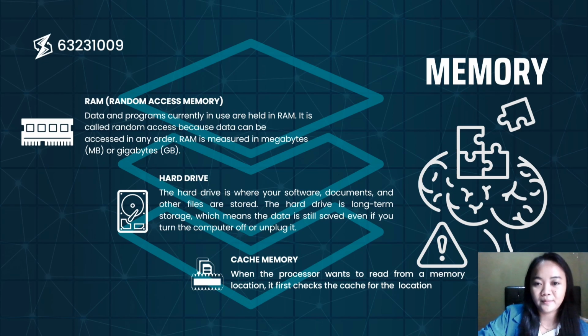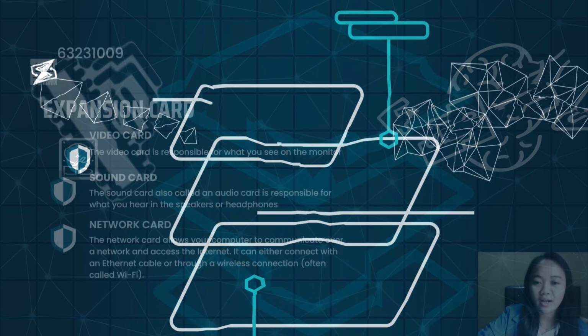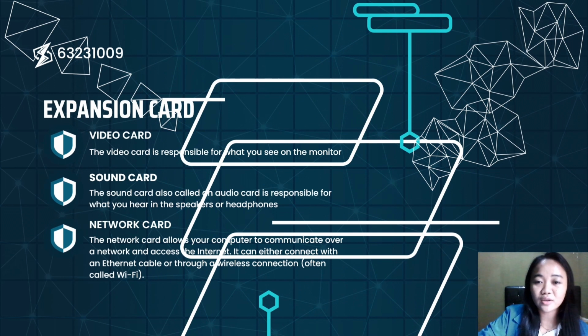Expansion cards. Most computers have expansion slots on the motherboard that allow adding different types of expansion cards to improve the performance of the computer. Here are some of the most common types of expansion cards. First, video card, responsible for what is seen on the monitor. Second, sound card, responsible for what the user hears. And network card allows the computer to communicate over the network and access the internet. It can connect with Ethernet.